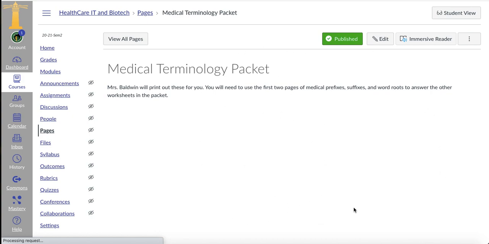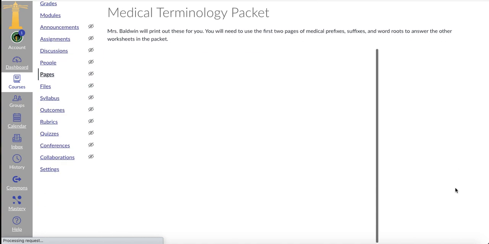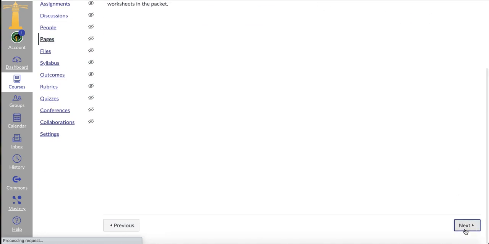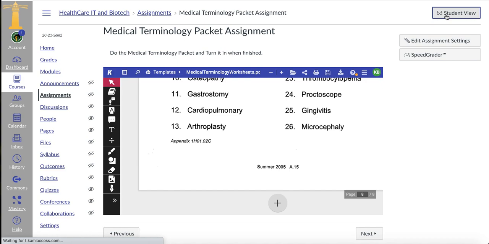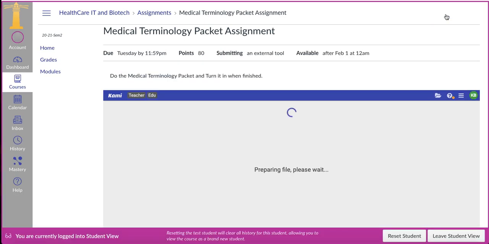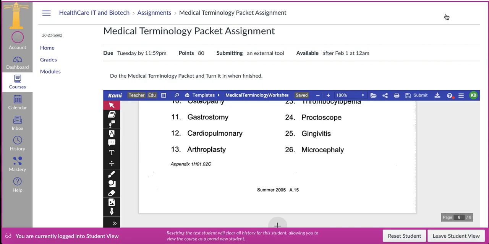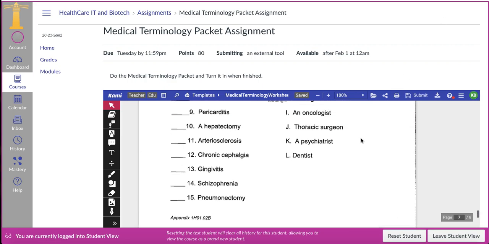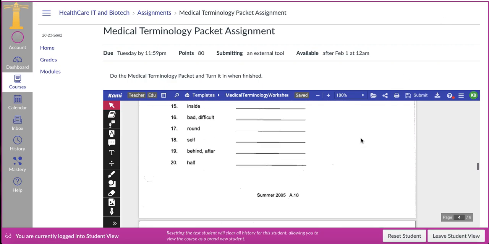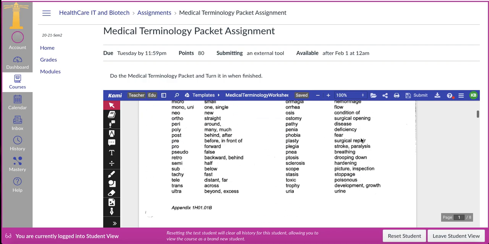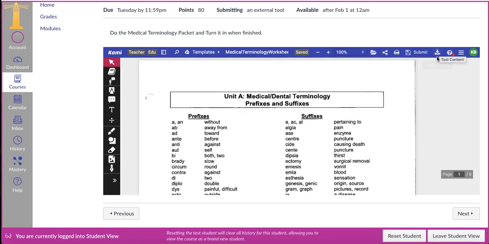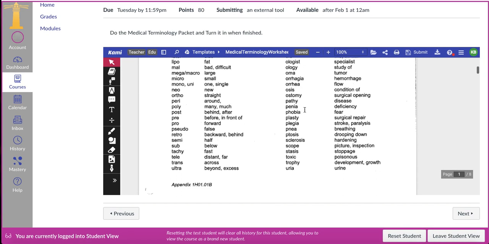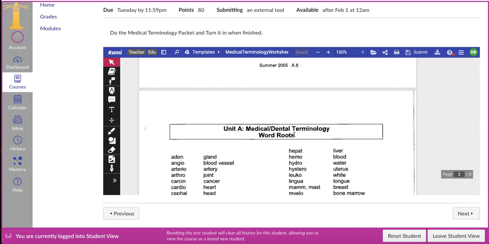This is for my in-person folks. If they have to print off another form, they can find it here. You are going to the medical terminology packet, okay? Now I'm going to click student view so I can show you what yours looks like. Unfortunately, because I can't print stuff off and give it to you, you are going to be using Kami to turn in your work. That means I cannot rip off that front page. So just know that page number 1 is your prefixes and suffixes, and page number 2 is your word roots.